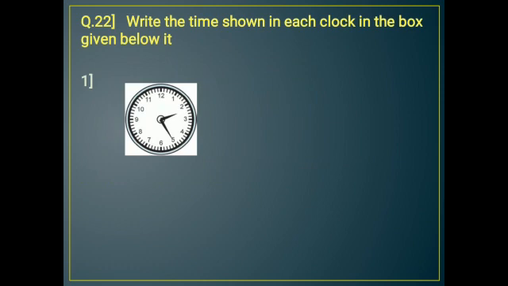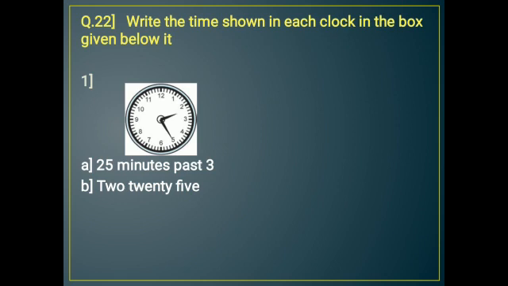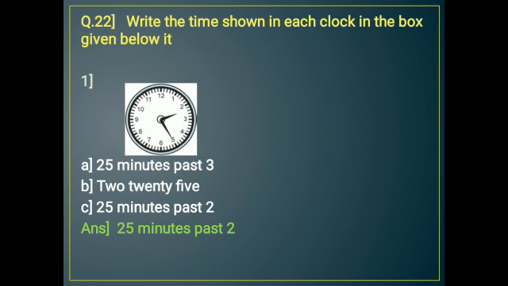Next, write the time shown in each clock in the box given below. So here the time is 25 minutes past 3. Next, 20 to 25, and last is 25 minutes past 2. So what is the correct option? That is 25 minutes past 2. You can see that the hour hand is on 2 and the minute hand is on 5. As we know, there are 5 minutes between 12 and 1, so when we count it, we get 25 minutes. So 25 minutes past 2.